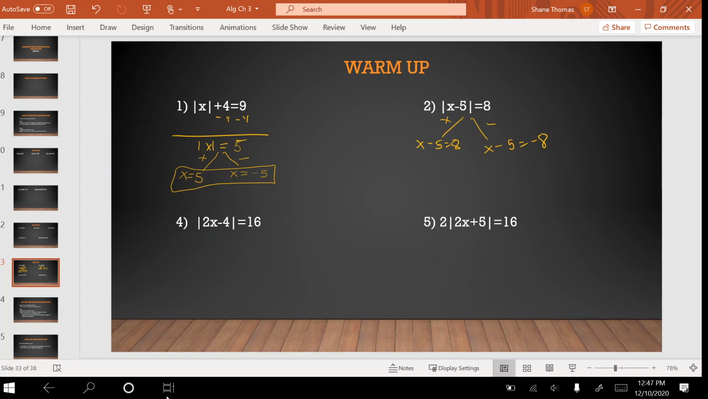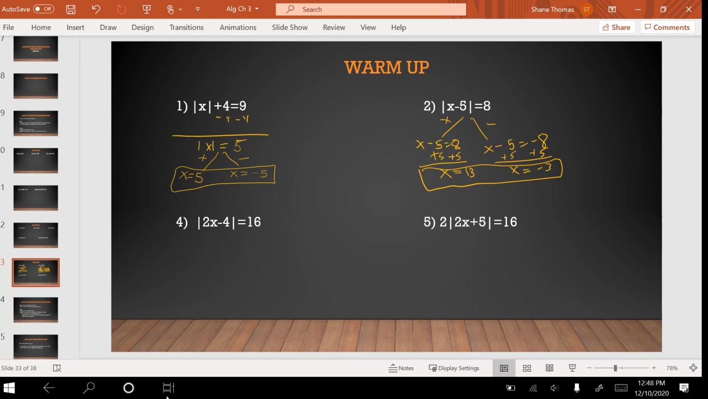Good. All right, let's solve the positive side. Add a 5 to both sides, so x is 13. Good. All right, solve the negative side. I have to do what? Add 5 to both sides. So then I have negative 8 plus 5 is negative 3. Good. There's my 2 answers. Okay.